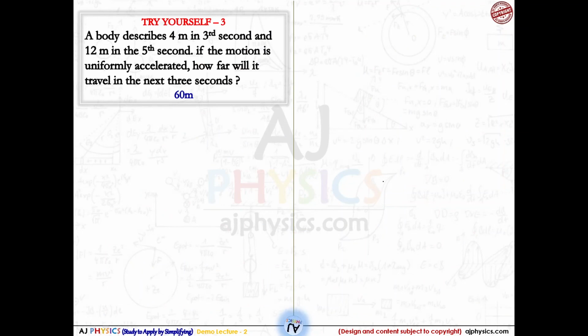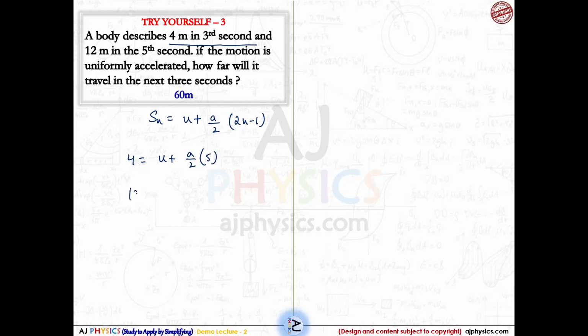Alright, now let us get to the second question here. This is related with the same example which we have already done, but we can practice this once. So this is like 4 meters in the third second. So definitely we have to use the equation of Sn here, which is u plus a by 2 multiplied by 2n minus 1. So let's substitute the values directly. 4 is equal to u plus a by 2 multiplied by 2 into 3, that is 6 minus 1 is 5.